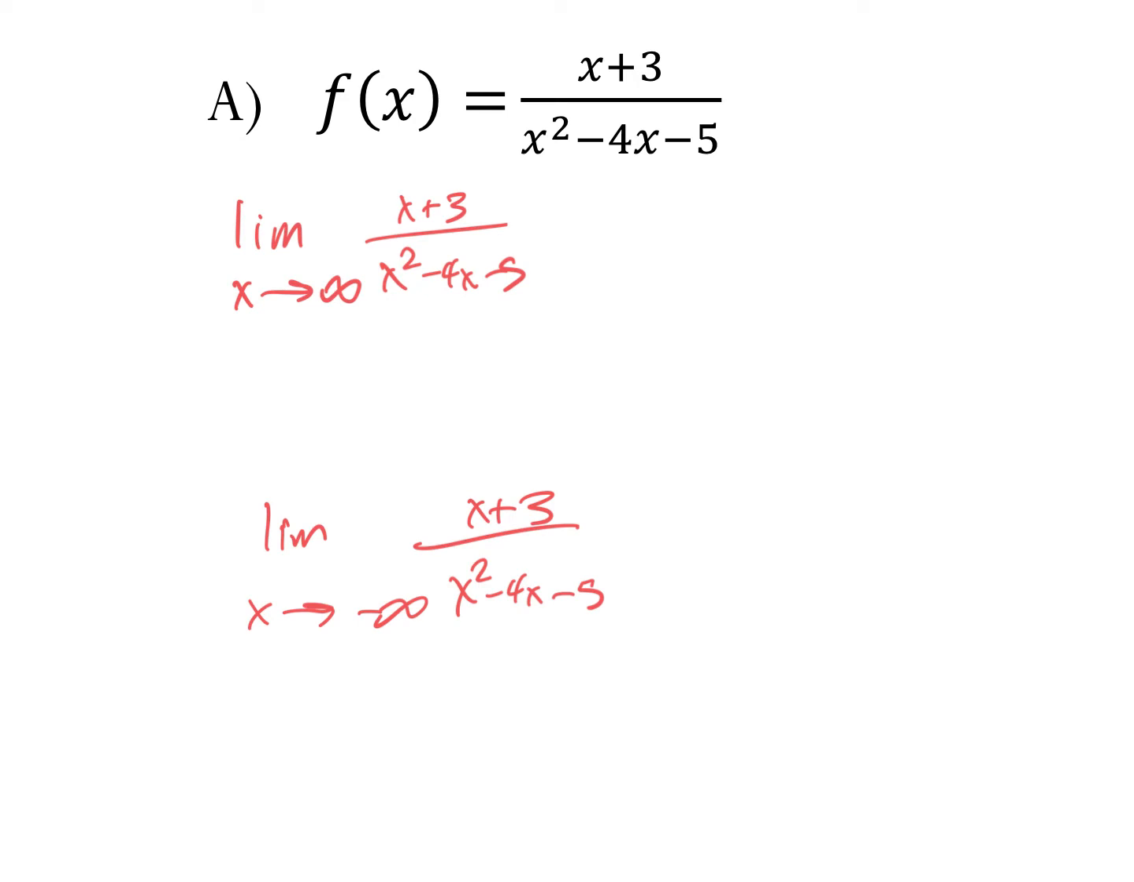If I factor this, let's see, what would we get? Because so far when we've seen stuff like this, we've factored the denominator, yes? What do I get when I factor x squared minus 4x minus 5? x minus 5, x plus 1. So did factoring this help us at all? Not really. Okay. So we're not going to factor it. We're going to do something else.